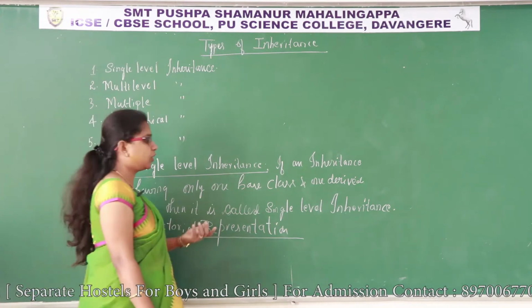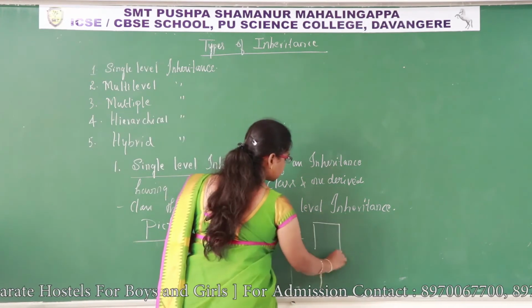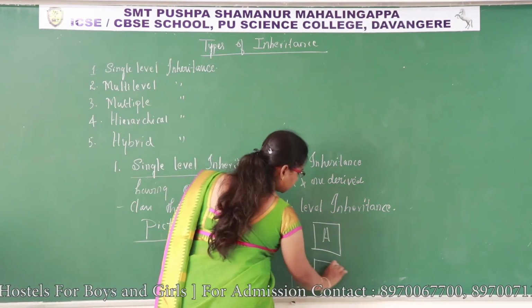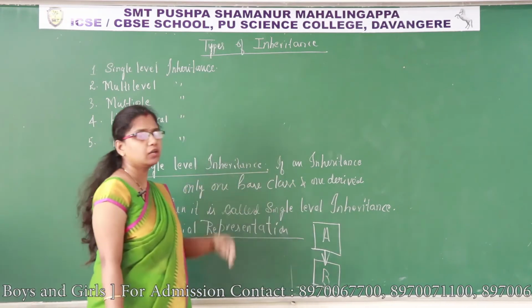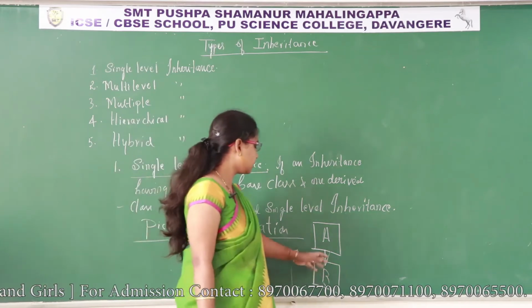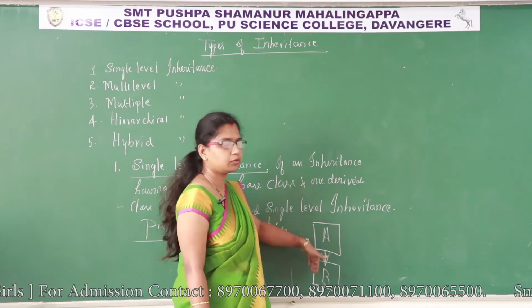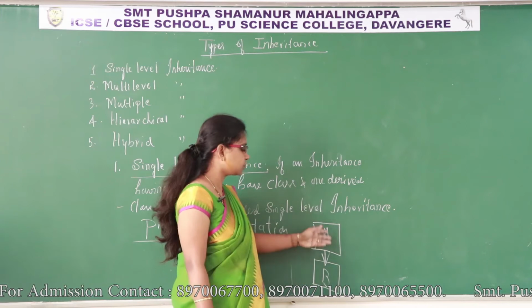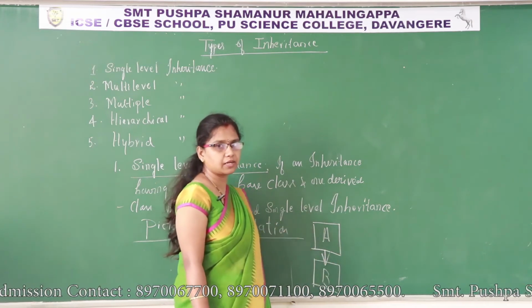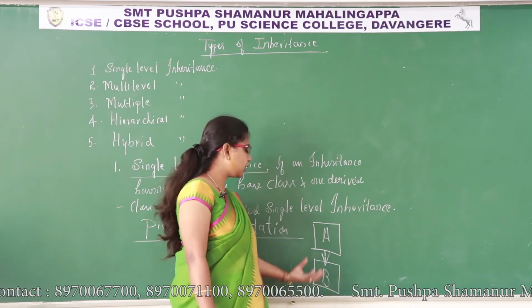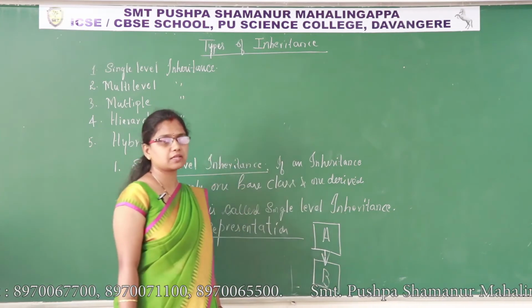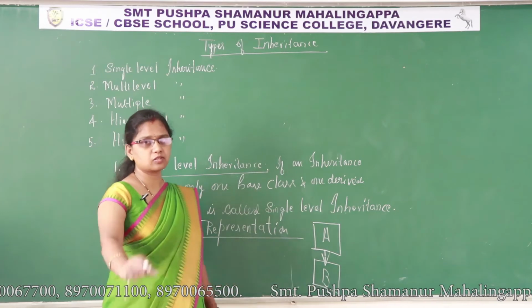One base class and one derived class. We can write like this. Assume this is a base class and this is a derived class. Base class properties are inherited to the derived class. If you write the arrow mark like this, you have to write the explanation: base class properties are inherited to derived class. Or if you put the arrow mark in the upward direction, the derived class inherits the properties of the base class. According to the arrow mark, you need to write the explanation.